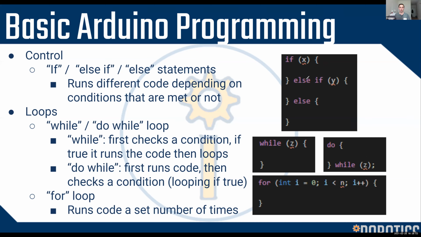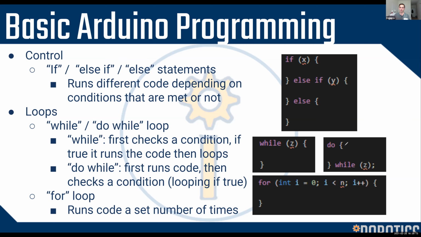So the while loop checks this condition. If Z is true, it runs this loop. If Z is false, it just skips by everything and goes directly from here all the way past it, and just ignores whatever code was in the middle because Z was false.